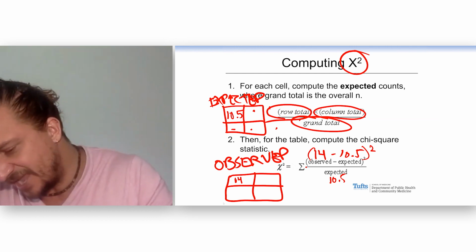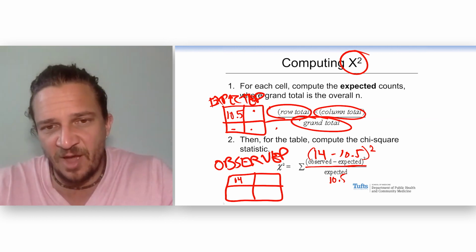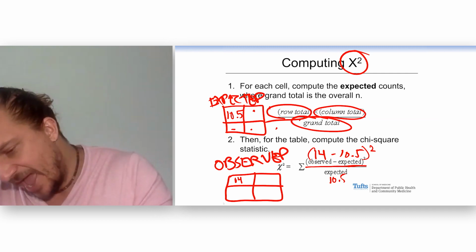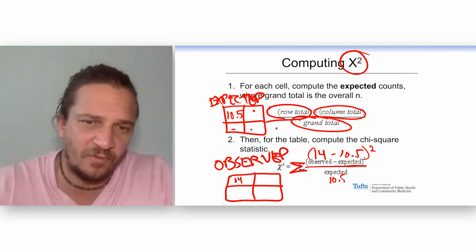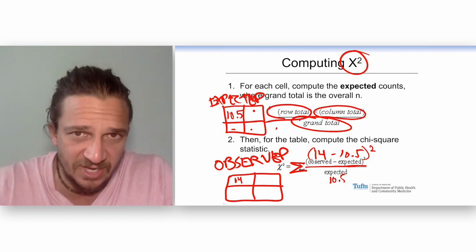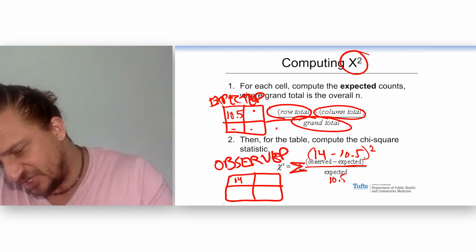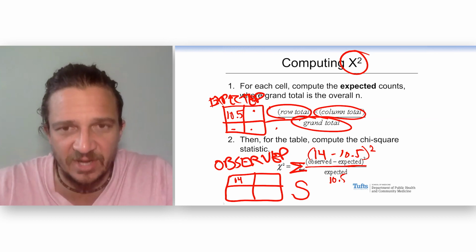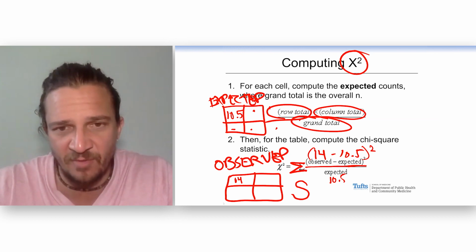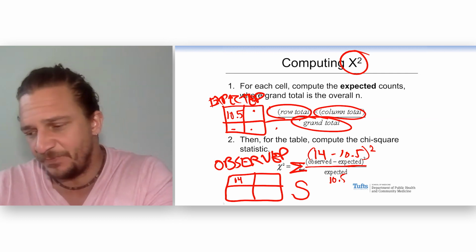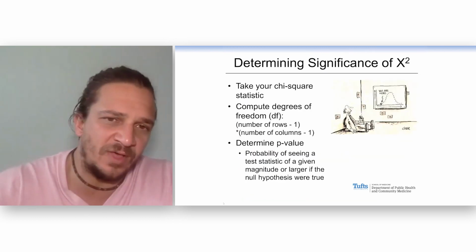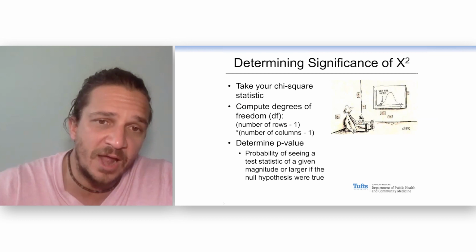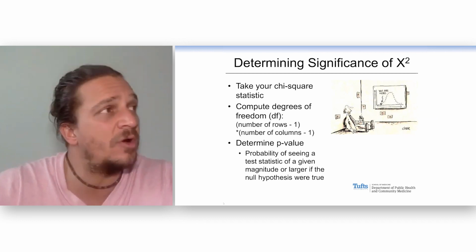But what we see here is that each cell gets a little bit of a number, and then you add these up for each cell. This is the Greek letter sigma. Sigma is just sort of like S. It's like sum. You sum up every cell. This will calculate a number, which is the chi-square statistic. Then you have to think about, well, is that number weird or not?